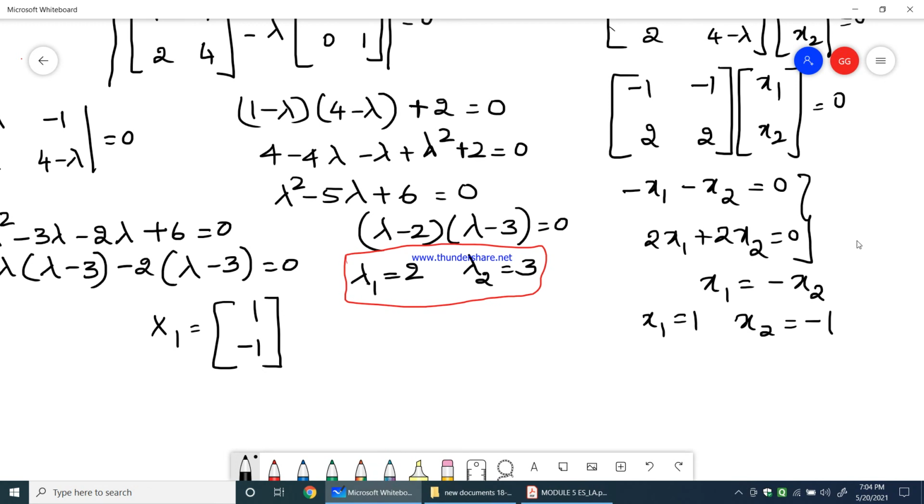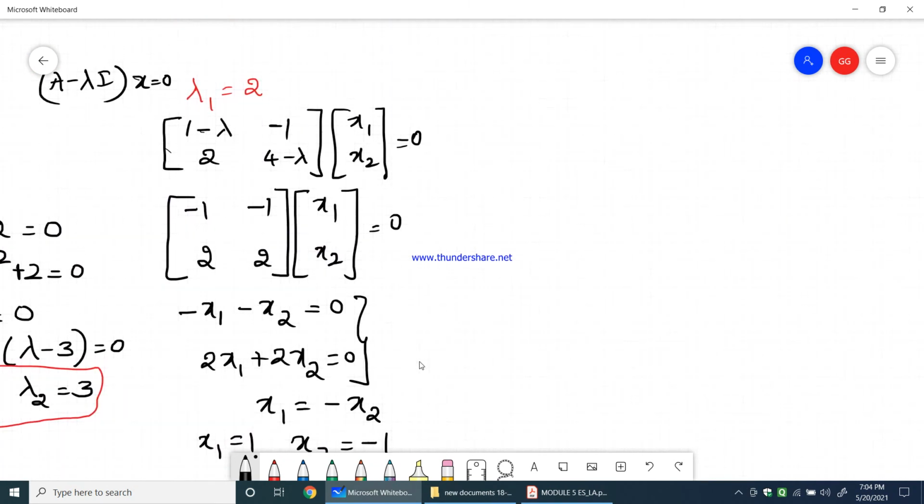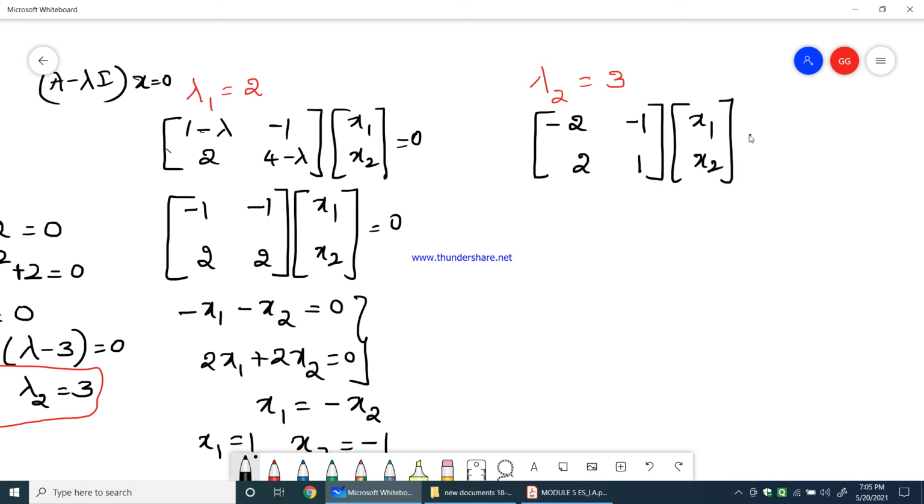Now we'll consider the lambda 2 value, which is equal to 3. Here again we take 1 minus lambda, so 1 minus 3 is minus 2, then minus 1, 2, and 4 minus 3 is 1, multiplied by [x1, x2] equals 0. So it is minus 2x1 minus x2 equals 0, and 2x1 plus x2 also equals 0.